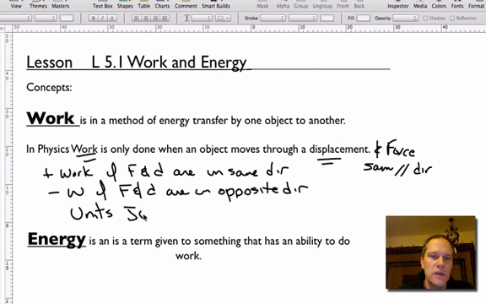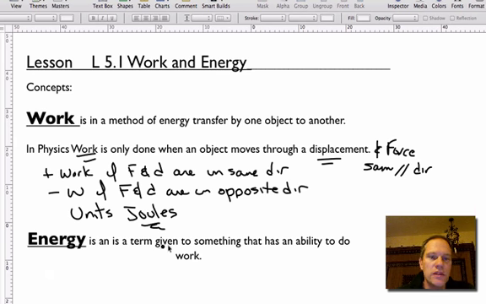Units of joules, and you can remember that. I always remember joules for work and energy, because if you think about all the people that have lots of or control the world's energy tend to have lots of money, and they can buy lots of joules.